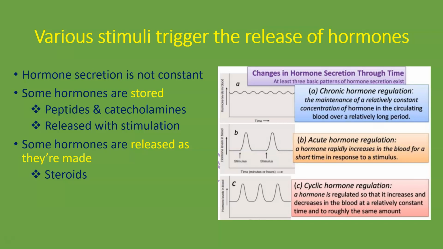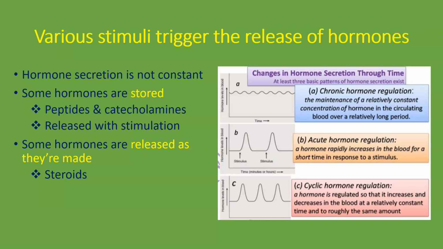And if you look at diagram A, here you're looking at chronic hormone regulation. You have very little variation in the concentration of the hormone in the blood, meaning that this hormone is kept at a relatively constant level at all times. You have a little bit of wavering, right? It's not a straight line, but it's pretty much constant. And an example of this is thyroid hormone, which manages the body's metabolic activities and also our body's temperature, because heat is a product of metabolism.